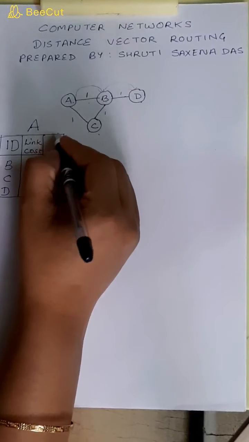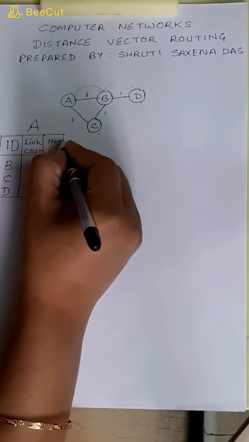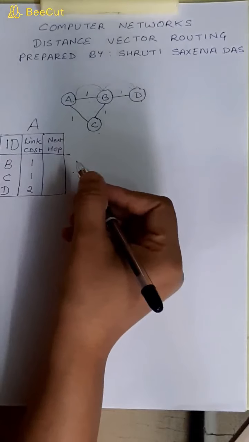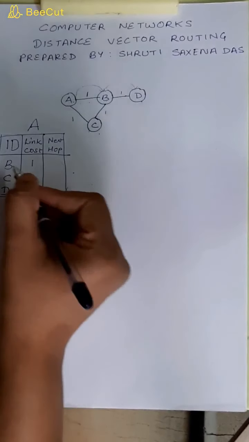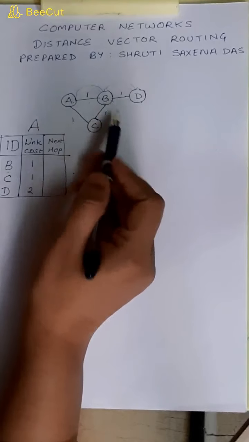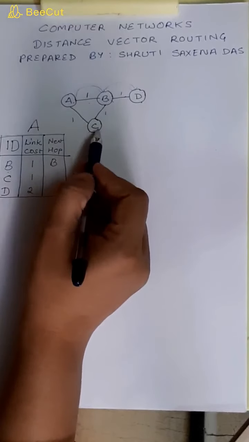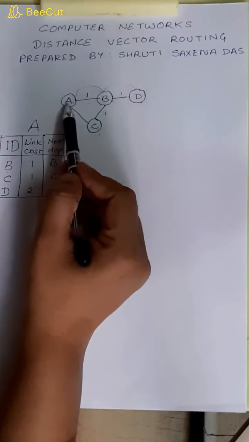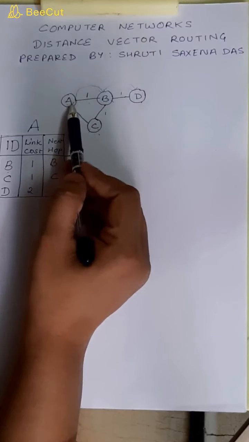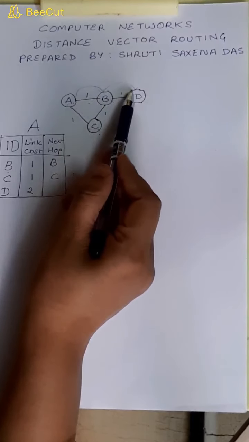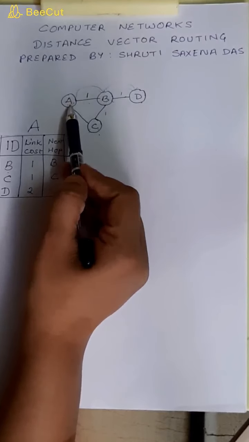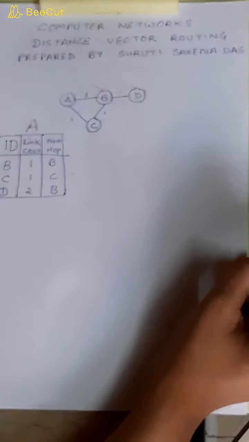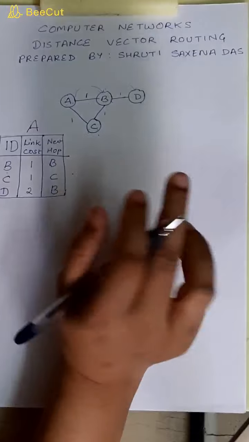Then the next one is the next hop. It is the name or ID of the router to which the packet must be delivered. For B, as B is directly attached to A, the next hop will be B only. For C also, because a direct link is available, the next hop will be C. But for D, there is no direct link from A, so we have to send the packet to D via B. So from A to D the next hop will be B, and here we write B. Like this, all the nodes maintain routing tables.